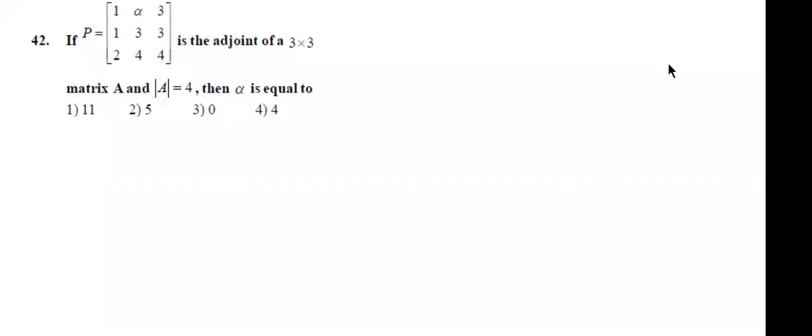Question 42. If P is the adjoint of a 3 by 3 matrix A. So here P is equal to adjoint of A. That is the meaning of that. But det A value is already given, that means det A value is already given as 4.